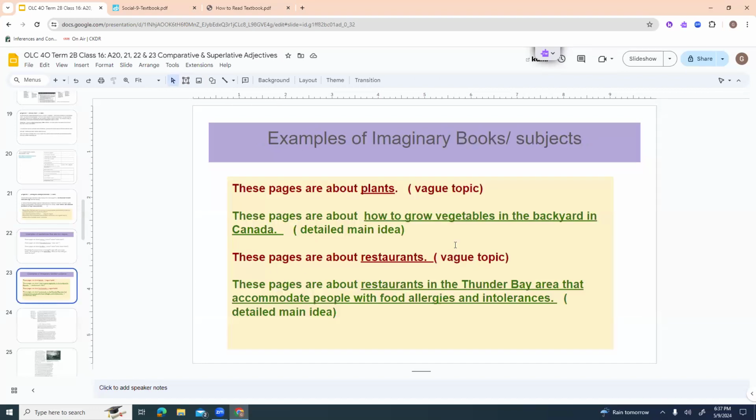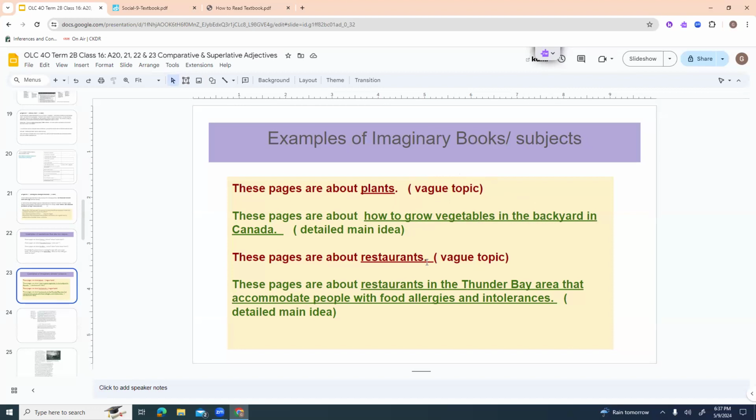So here, the vague topic is in red for no, don't do it. And then here is the great one in green, like, yeah, do this, okay? So these pages are about plants. Yep, not telling me enough information. These pages are about how to grow vegetables in the backyard in Canada. Okay, great. That's a detailed main idea.